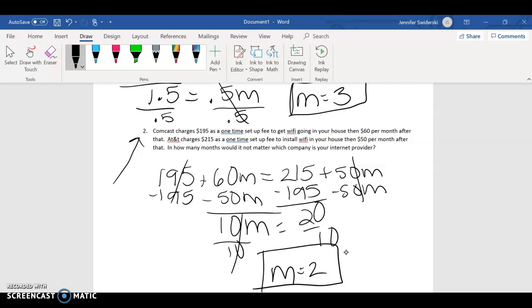Okay, so again, your main idea here, guys, is to get your variables on the same side. Yes, there are 2 ways to solve it. If you decided to, let's see, subtract 60m on both sides, that's fine. You're just going to end up with some negatives, and we know in the end, when you divide a negative by a negative, you'll get a positive. All right, so that is our notes today, 1.2 and 1.3.